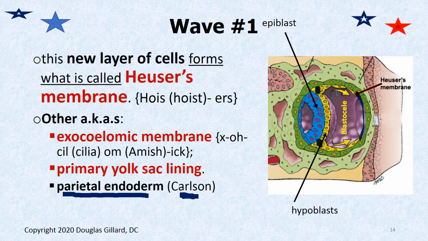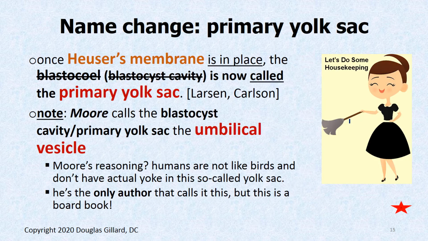So once Heuser's membrane, these yellow cells, form completely around here and line this new blastocele cavity, we don't call it the blastocele or blastocyst cavity anymore. So we are now going to call it a primary yolk sac. Primary yolk sac.